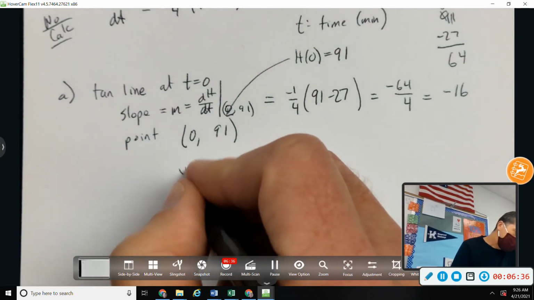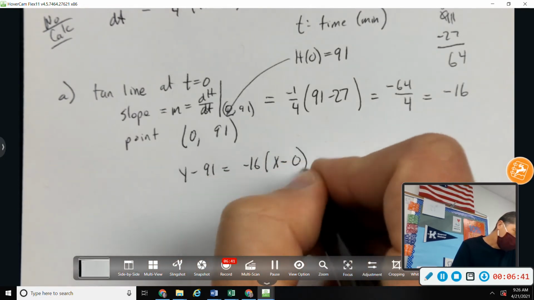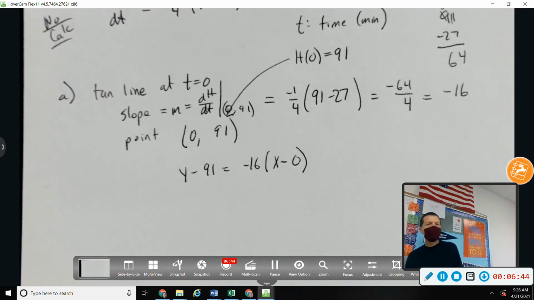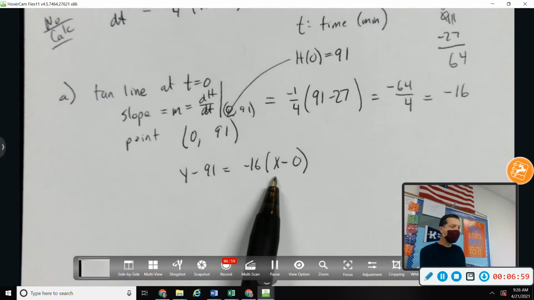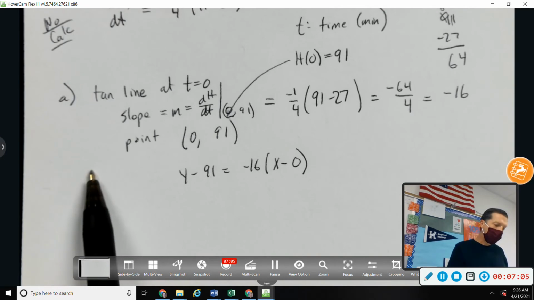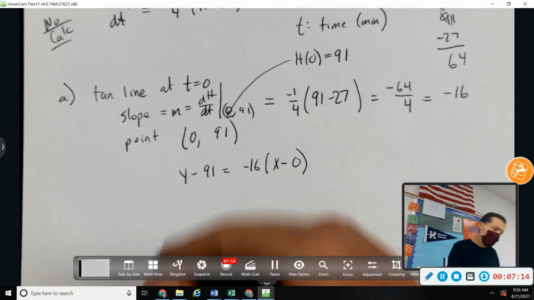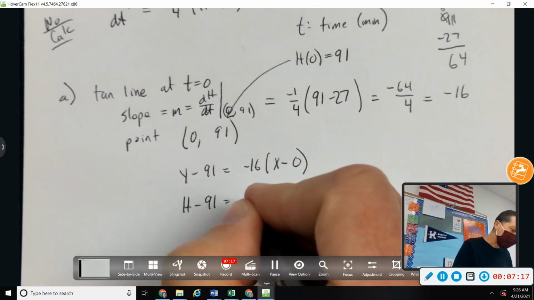So y minus y1 equals slope times x minus x1. Now, I need to be careful because that's in y's and x's, and my equation is in h's and t's. So I either need to tell them what y and x are, or I need to switch to h and t. It doesn't matter which one you do. If you want to use y and x the rest of the way, you can. You just have to tell them somewhere that y represents h, and x represents t. As I have it now, I'm not going to get full credit because, well, what's y and what's x? I'm going to just switch it to h and t so I don't have to keep up with it.